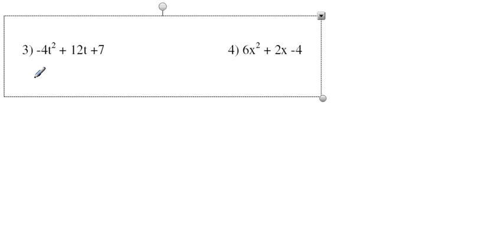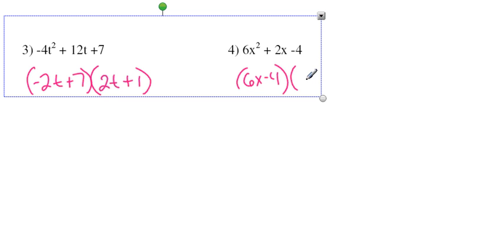All right, I would like you to attempt both of these on your own, so go ahead and hit pause, and then once you've got some answers, start the video back up again. So for this first one, you should have gotten negative 2t plus 7 and 2t plus 1. They do not have to be in that order. They can be flip-flops. And for this one, you should have gotten a 6x minus 4 and an x plus 1.